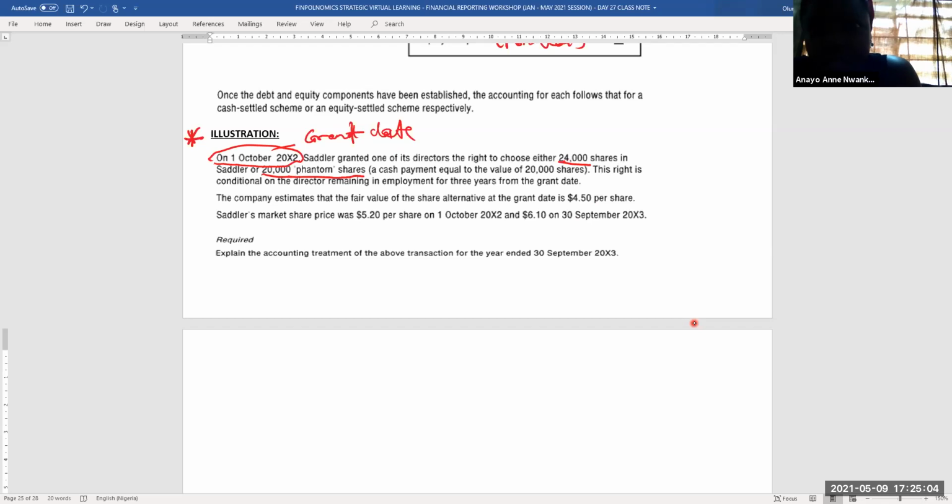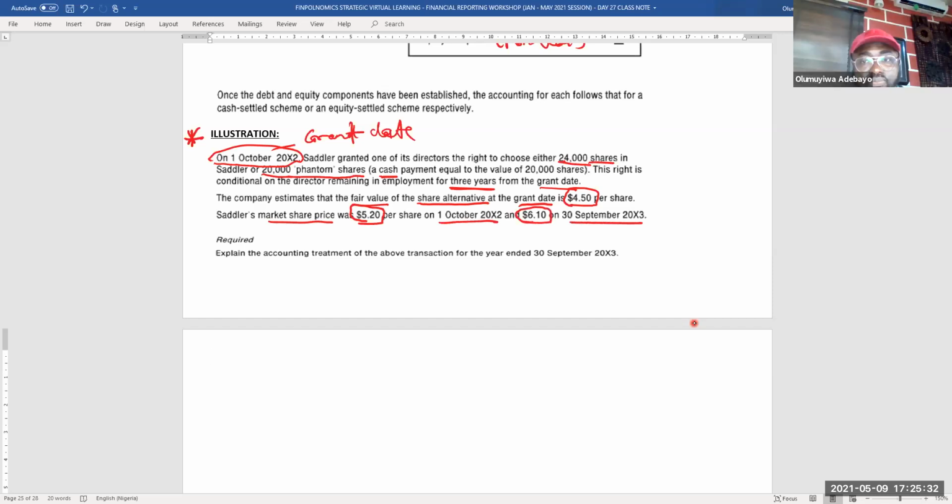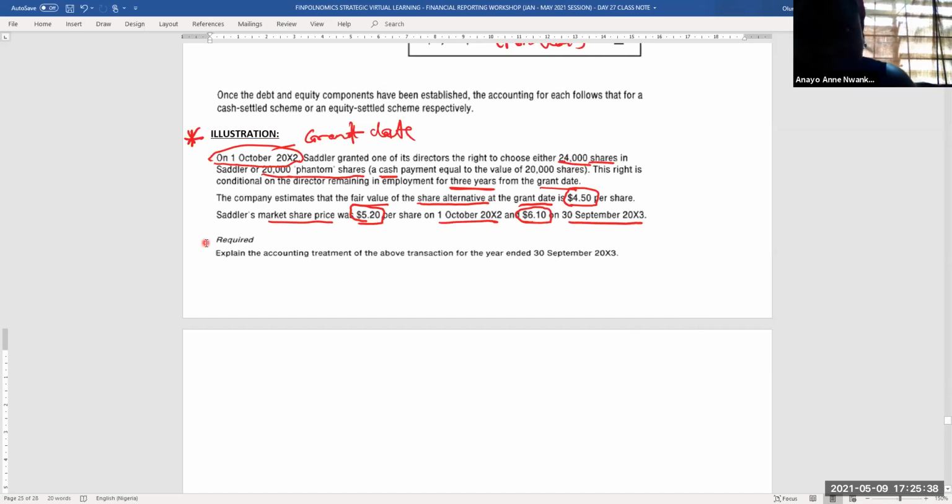This right is conditional on the director remaining in employment for 3 years from the grant date. The company estimates that the fair value of the share alternative at the grant date is $4.5 per share. Sadler's market share price was $5.20 per share on 1st of October 2022 and $6.10 on 30 September 2023. Required: explain the accounting treatment of the above transaction for the year ended 30 September 2023.